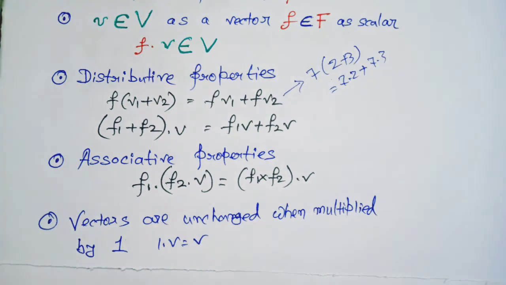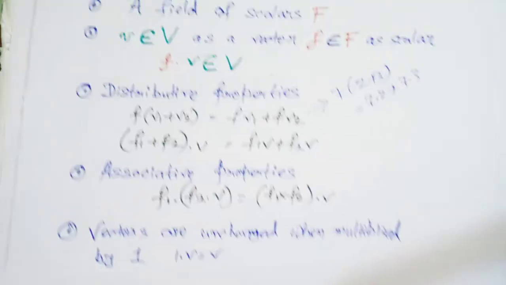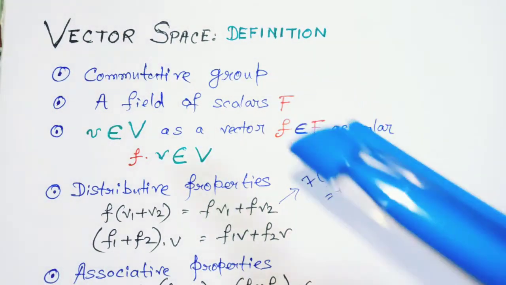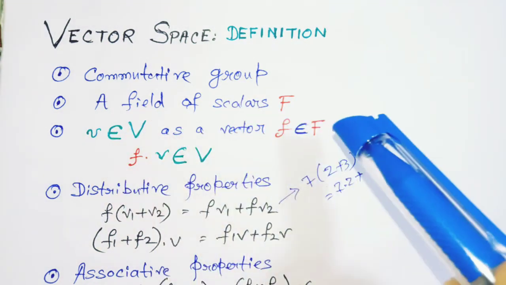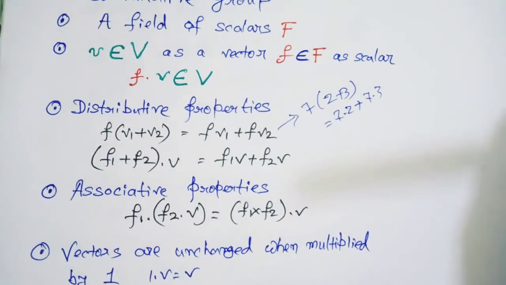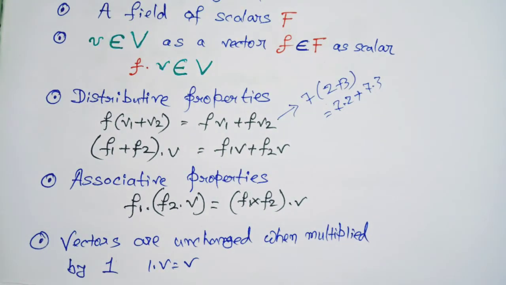So this is more or less a very abstract and good definition of what a vector space is all about. It has got a commutative property. It has got a field of scalars of vector. V includes V, this one. It has got a distributive property. It has got an associative property and a unit property where vectors are unchanged when multiplied by 1.